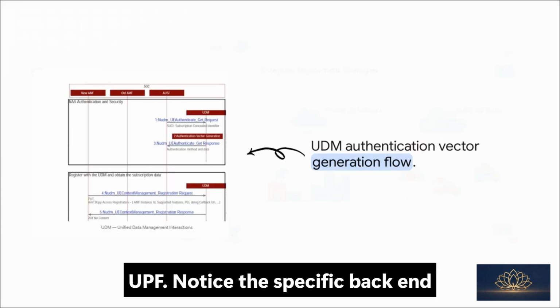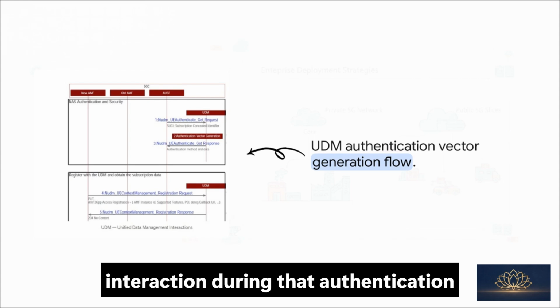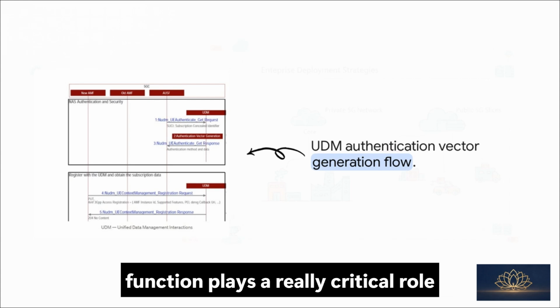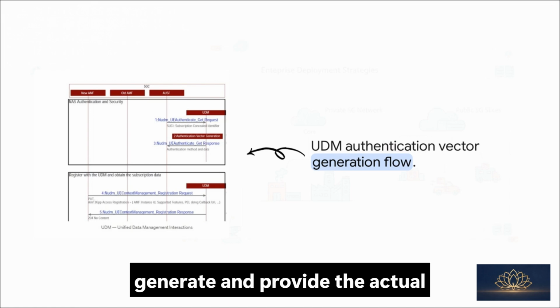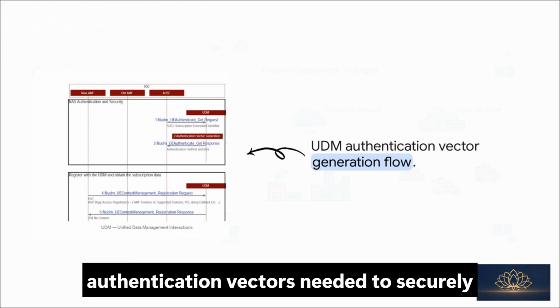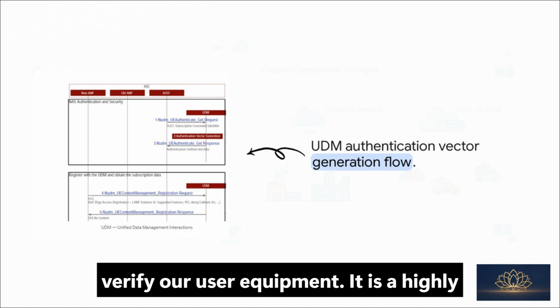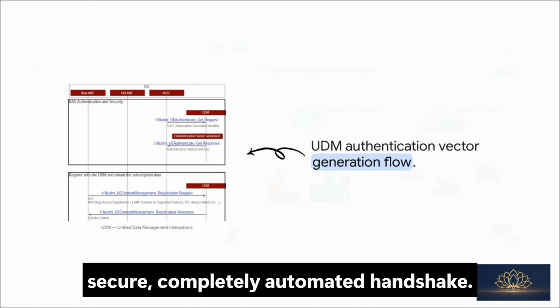Notice the specific backend interaction during that authentication phase. The unified data management function plays a really critical role here. It interacts with the authentication server function to generate and provide the actual authentication vectors needed to securely verify our user equipment. It is a highly secure, completely automated handshake.